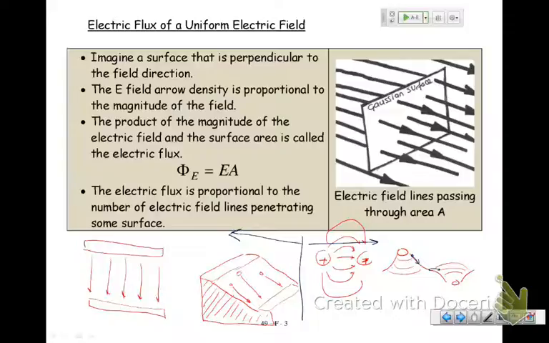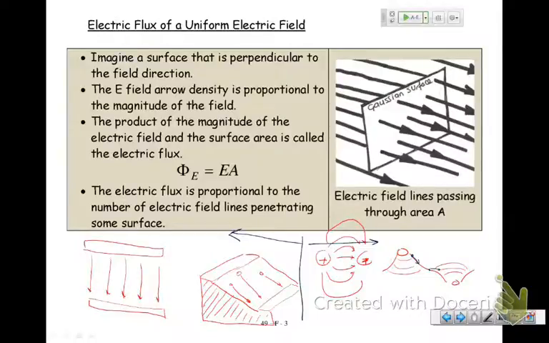So this is a uniform field because all the arrows are parallel to each other. Imagine the surface that is perpendicular to this field. So I take a piece of card and I say, look, how many arrows come through that piece of card? Why? I'm going to say, because eventually it will be useful. Just bear with me. I'm going to call the amount of arrows the flux.